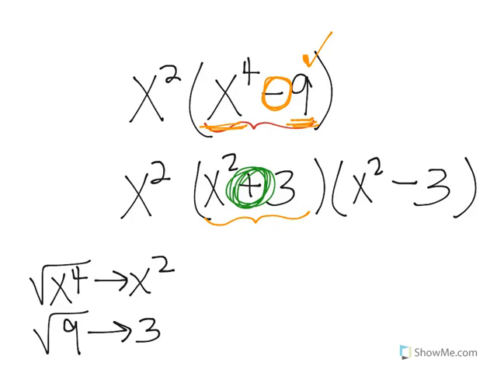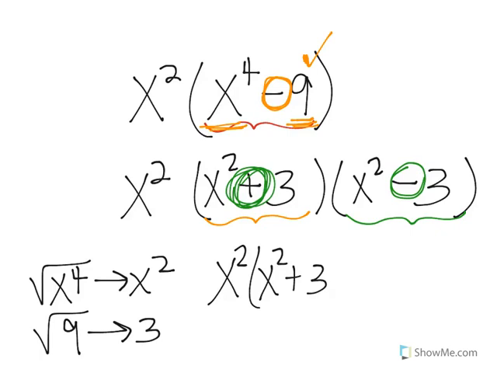In the second parentheses, we have a possibility of being difference of two squares because we do have the subtraction and we do have two terms. x squared is a perfect square, but 3 is not a perfect square. The square root of 3 is an irrational number. So after looking at this answer, we can conclude that it is broken down fully.